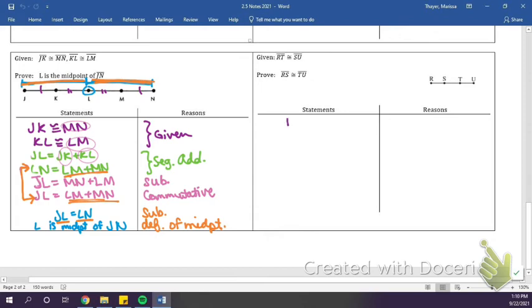Okay, on to our last one. They did give us that RT is congruent to SU. When I look at my picture, RT and SU are very different. Now we know they're congruent, but I could say that RT is RS plus ST. I could say that SU is ST plus TU. Those are both segment addition.